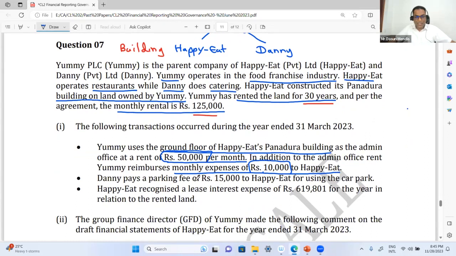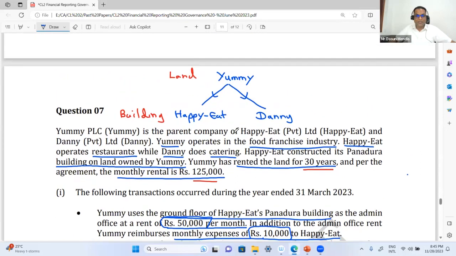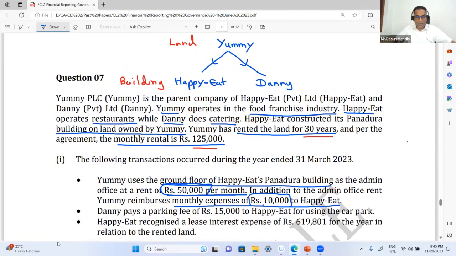Then pays a parking fee of 15,000 to Happy Eat for using the car park. So Happy Eat's property has a car park. What happens? The other subsidiary of the parent company is paying a parking fee of 15,000 to Happy for the usage of the car park. That is right.